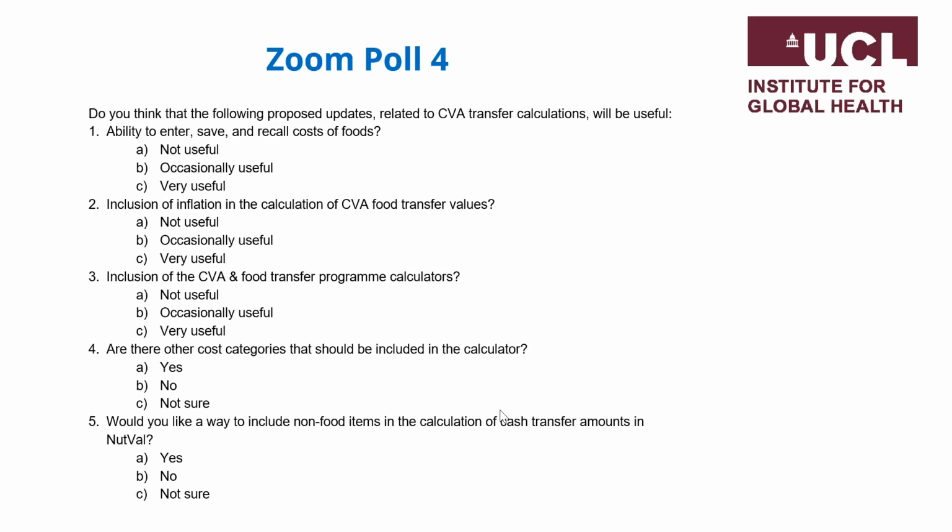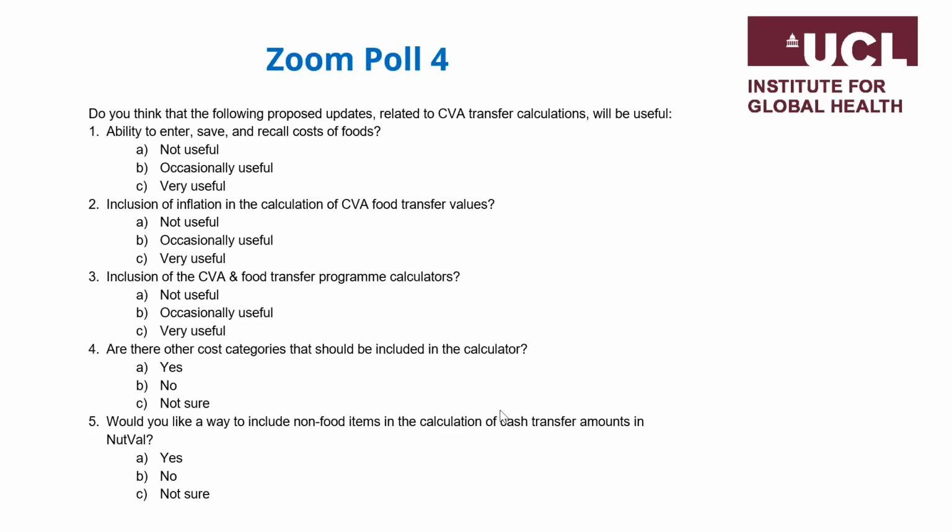Question 4 is, were the cost categories that were included in the calculator appropriate? Or are there other cost categories that should be included in the calculator? So remember, we had retail cost and inflation for cash transfers, and we had price, the external transport, and the LTSH cost for food transfers. Are there other cost categories that should be included in the calculator? Yes, no, or not sure.